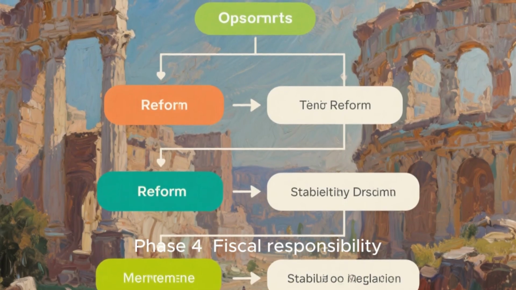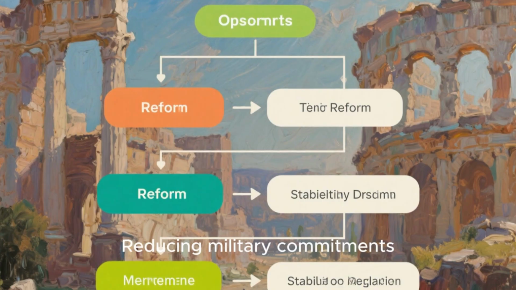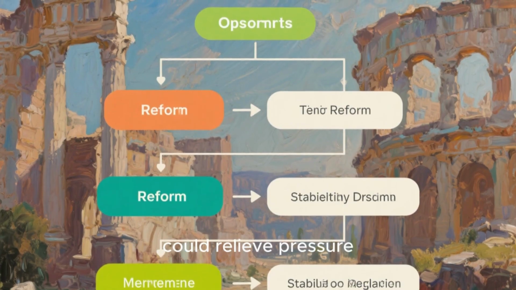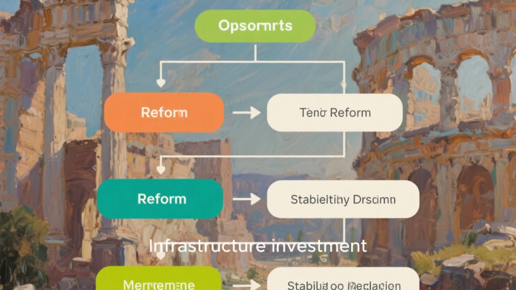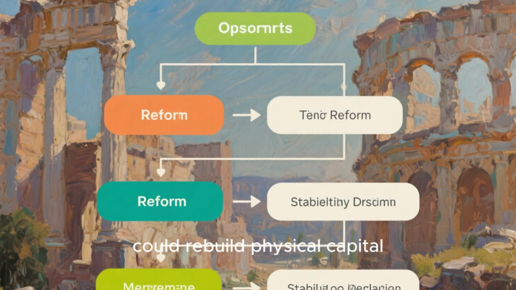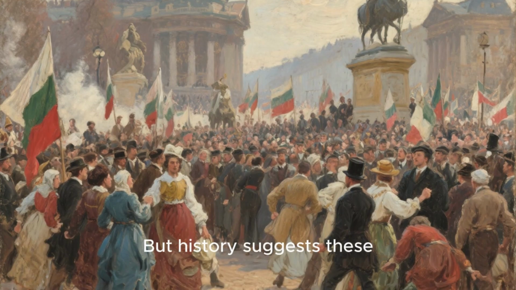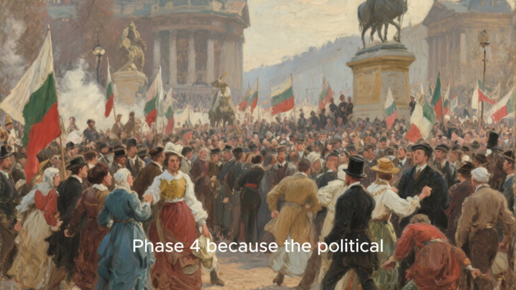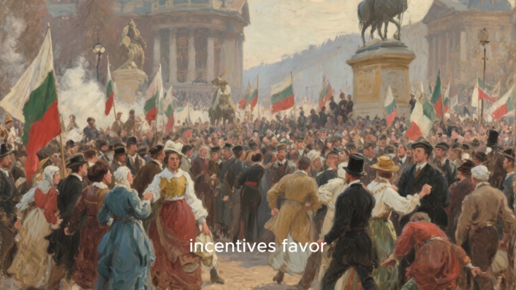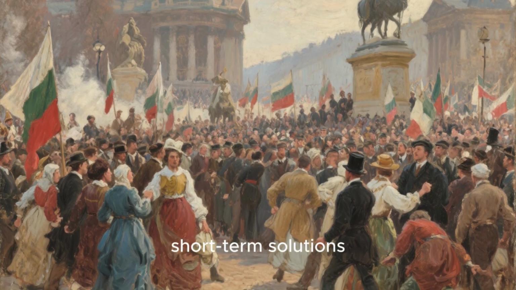Fiscal responsibility could slow the pattern. Reducing military commitments could relieve pressure. Infrastructure investment could rebuild physical capital. Social reforms could reduce fragmentation. But history suggests these reforms are unlikely during Phase 4 because the political incentives favor short-term solutions.